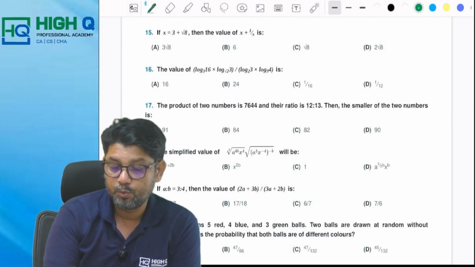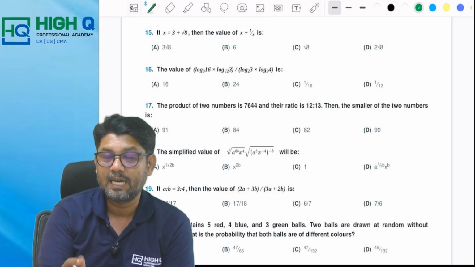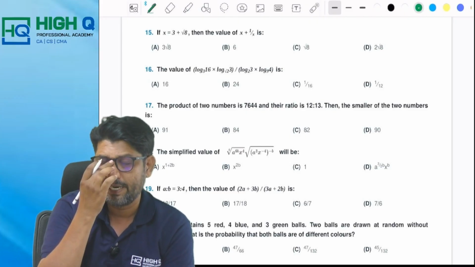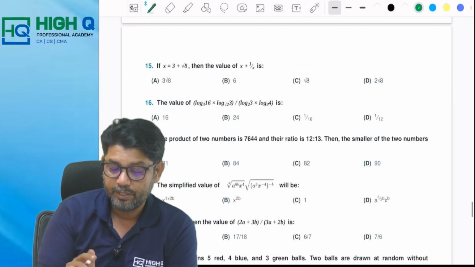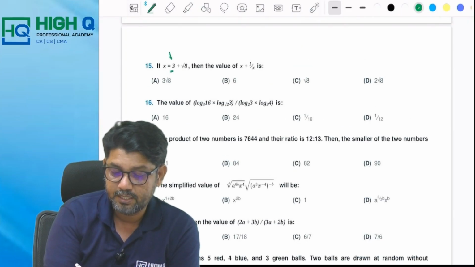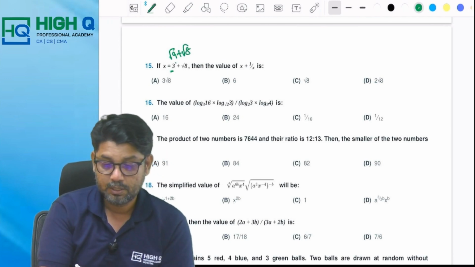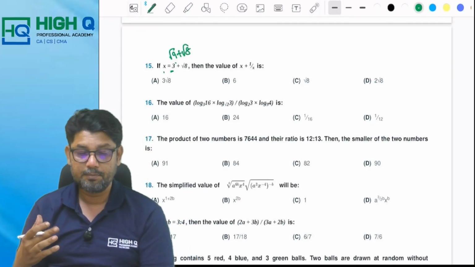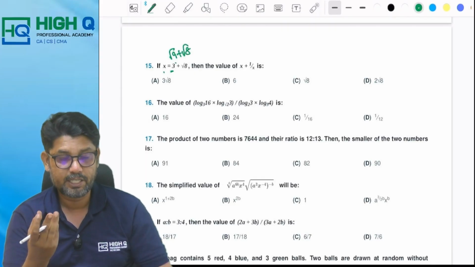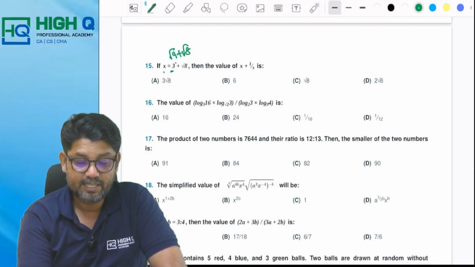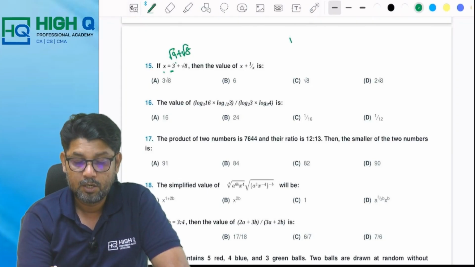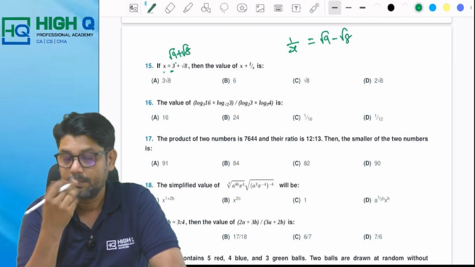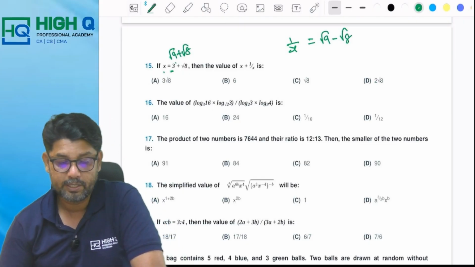If x is equal to 3 plus root 8, then what is the value of x plus 1 by x? Another very simple sum. One small idea is needed. See, when you look at this very carefully, this is not only 3, is it root 9 plus root 8, my dear? Is that right? So if the two numbers are consecutive numbers, rational numbers, okay, 9 and 8 are consecutive, am I right? In that case, if x is root 9 plus root 8, 1 by x is going to be root 9 minus root 8, my dear. This is the logic you need to remember, root 9 minus root 8.